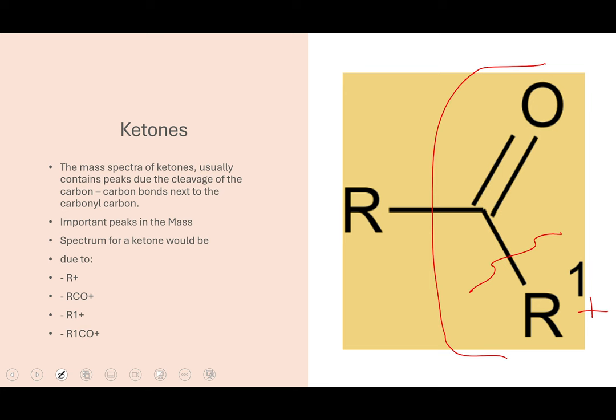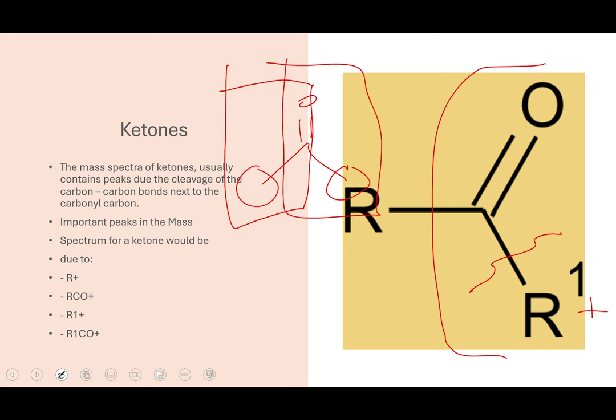So what we're saying is that the molecule itself can break in multiple ways. It's either we can have this peak alone, or we can have that peak with the functional group, or we can have this peak alone, right? Or that peak with this functional group attached, right? So it's just looking at the different ways in which you can break.